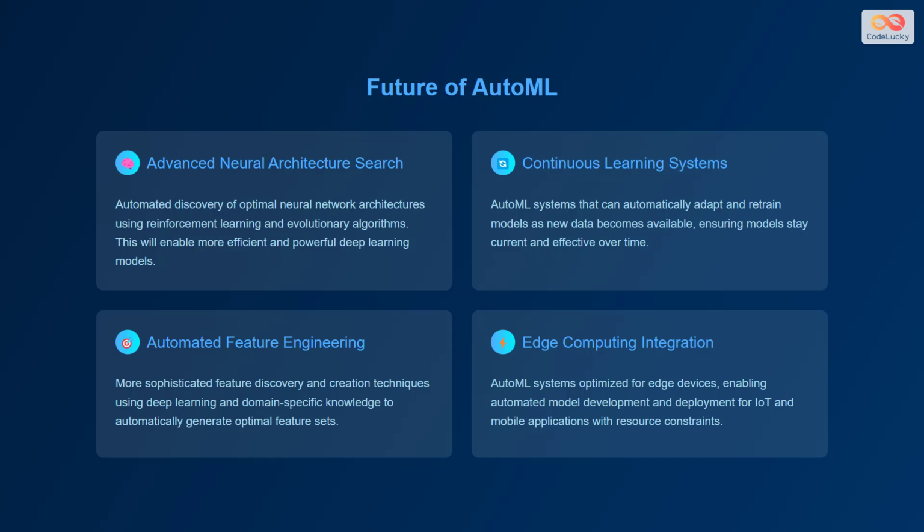Finally, expect edge computing integration. AutoML systems optimize for edge devices, enabling automated model development and deployment for Internet of Things or IoT and mobile applications with resource constraints.